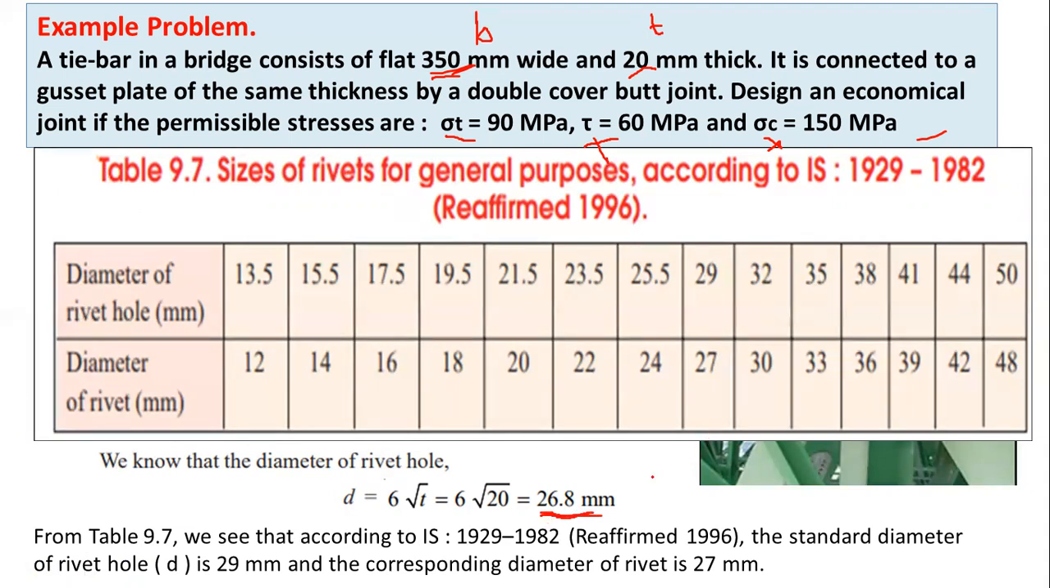From this table, you have to select the value nearest to 26.8 mm. Here, you can observe 29 mm is the nearest value. So this one is the diameter of the rivet hole, 29 mm, and the corresponding diameter of a rivet equal to 27 mm. From this table, I selected these two values: diameter of a rivet hole equal 29 mm and diameter of a rivet equal 27 mm.